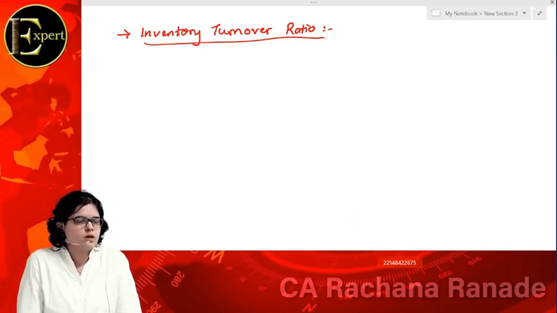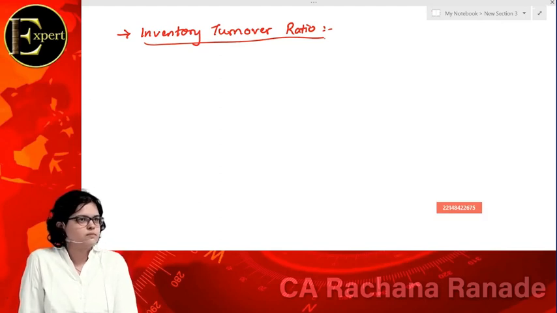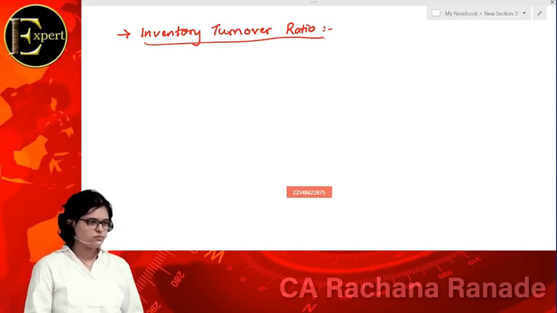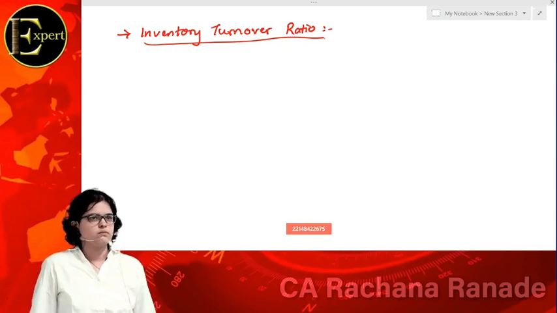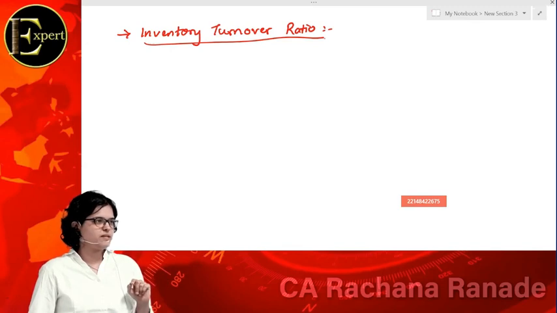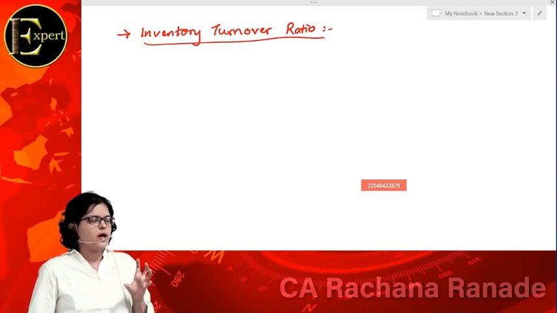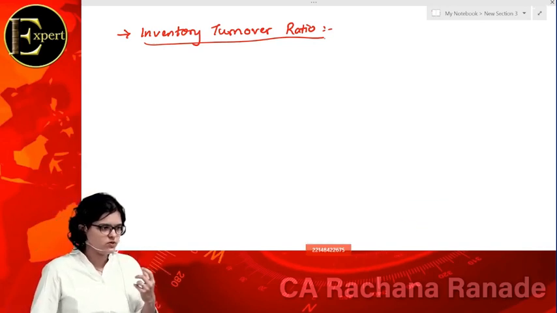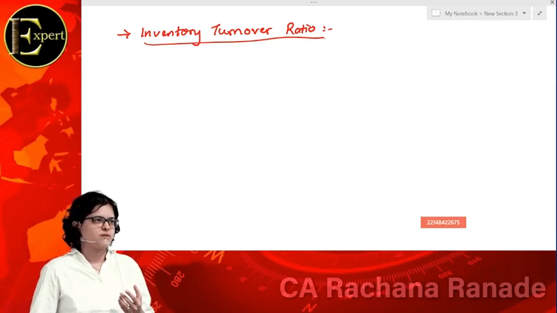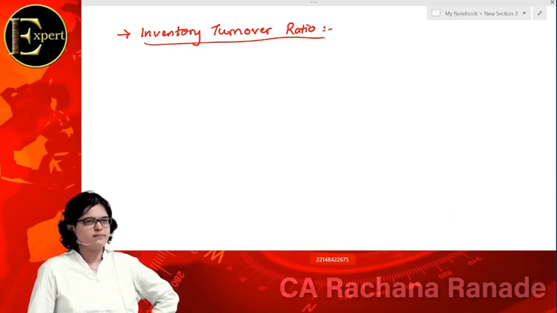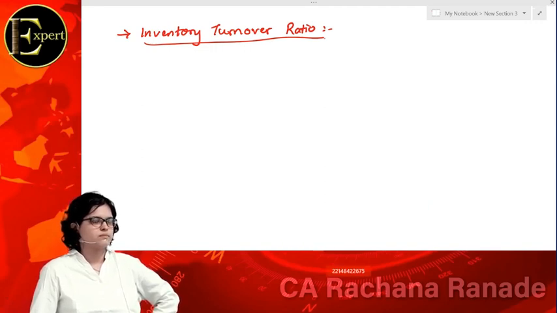For example, if inventory turnover ratio is 8 for a company, it means that the cycle of manufacturing goods and selling the entire goods happened 8 times within 1 year.